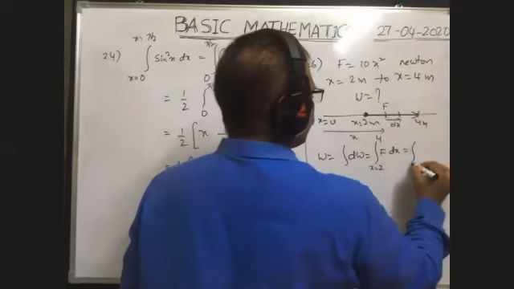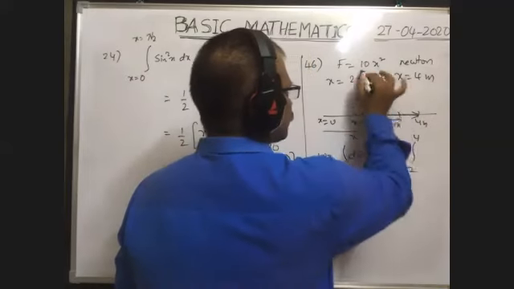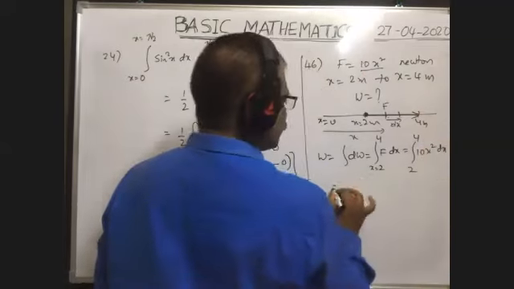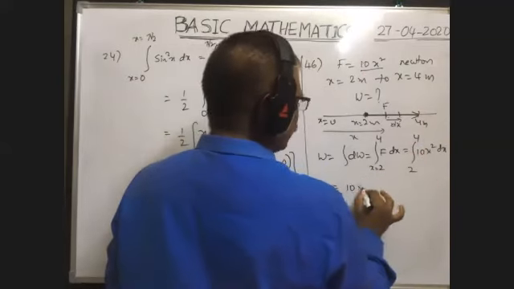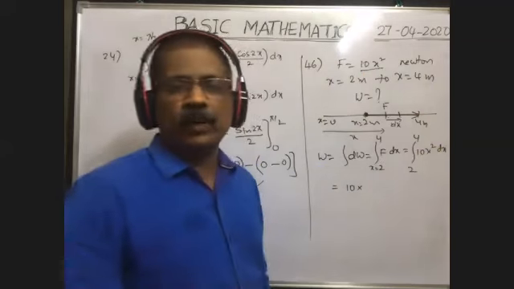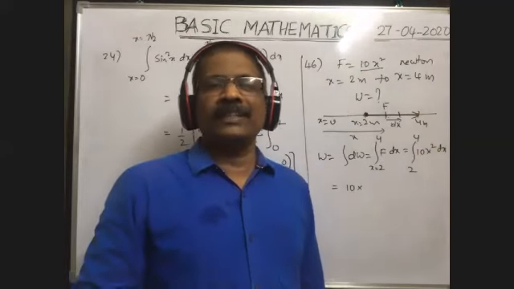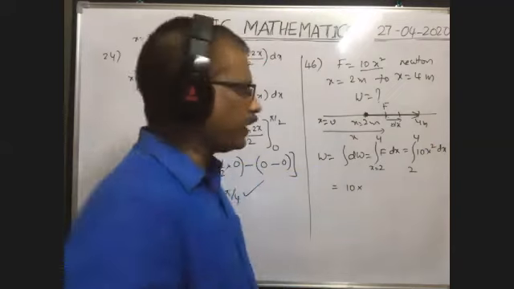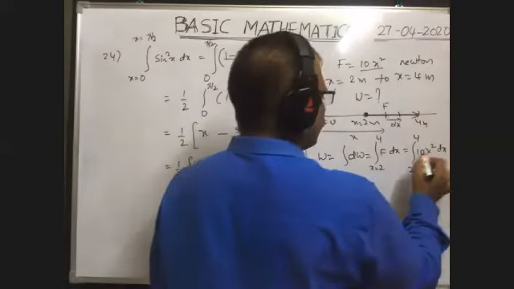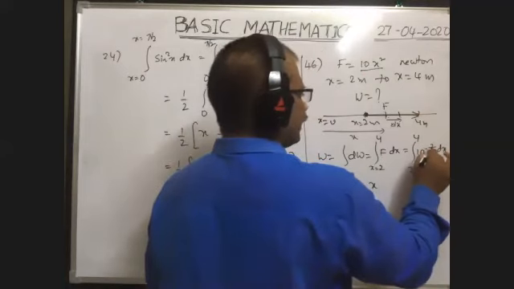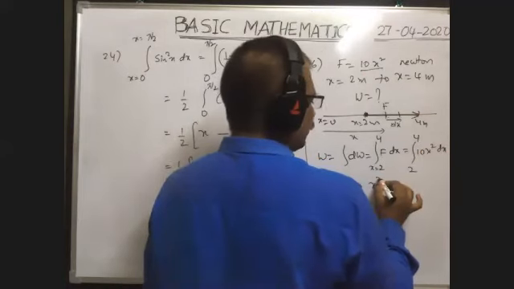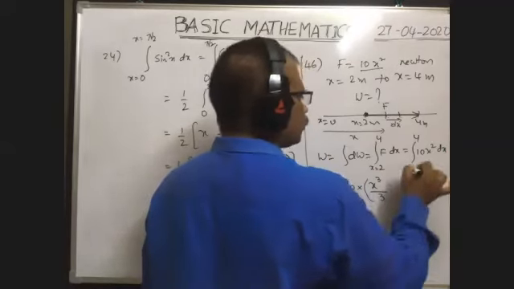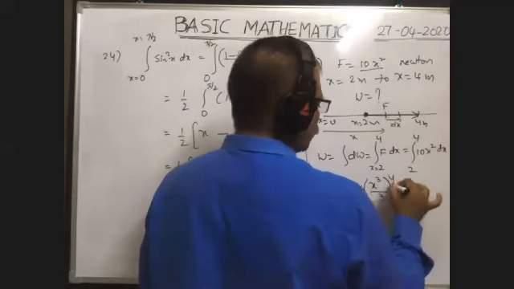So this is equal to integral x equal to 2 to 4, F means 10x square, into dx. So this is equal to 10, which is constant, you write outside, into the integration of x square with respect to x. Integration of x square is x cube by 3, because when you do integration, the power is increased by 1. So it becomes 3. Whatever power you get here, you have to write in the denominator. Limits 2 to 4 are there.